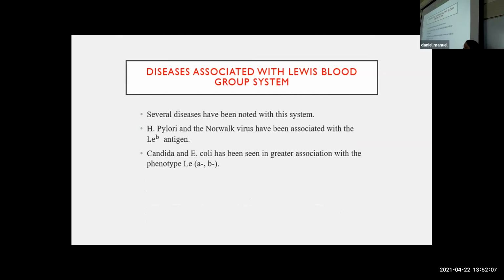There have been several diseases that have been associated with the Lewis blood group system, like H. pylori and the Norwalk virus, which is associated with the LEB antigen. There's also Candida and E. coli that has been seen in greater association with the phenotype LE A- and B-.